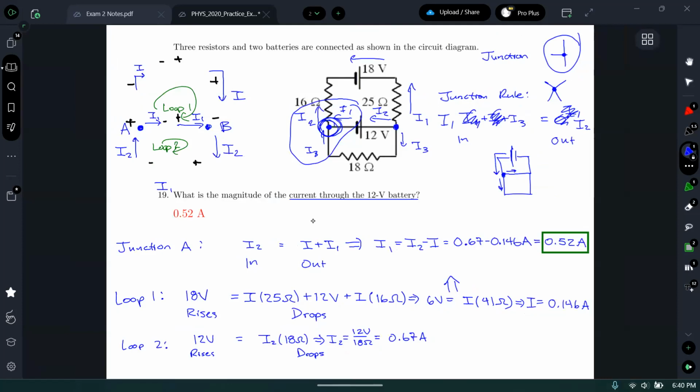Okay. Other questions? Does the loop depend on the junction? It depends on how you labeled your currents. Yes, I mean label the currents, that's what I meant to say.